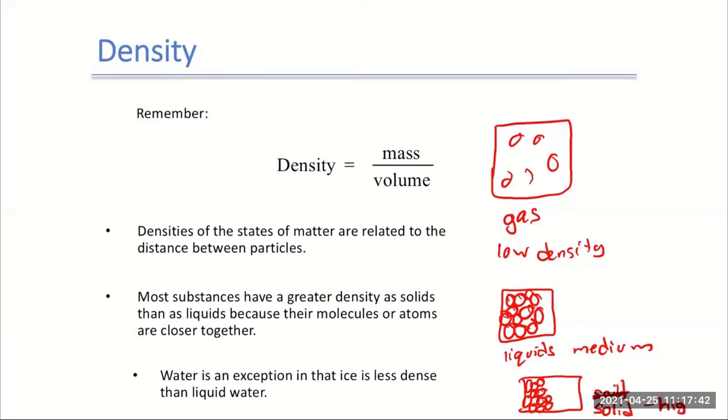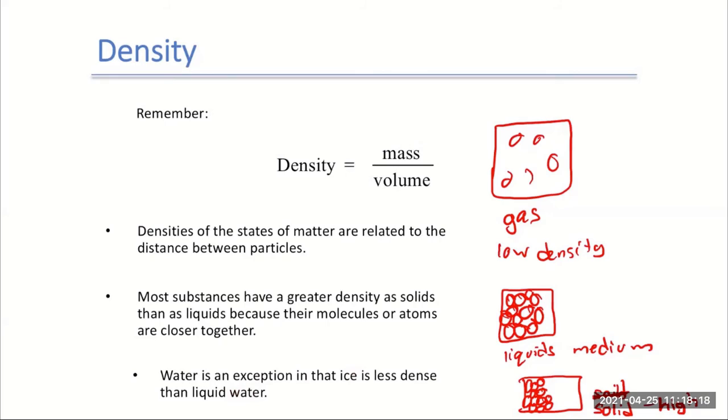So solids tend to have high densities. Now water is one exception. Water, when it's in a solid state, is actually less dense than when it's in the liquid state. This is how ice floats. If we didn't have this unique property of water, where water is less dense as a solid, we'd have a lot less life on Earth, and all the solid ice would always sink to the bottom of the ocean, sink to the bottom of the lakes. We wouldn't have an ecosystem down there anymore.